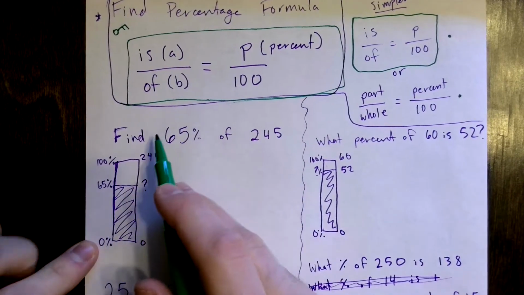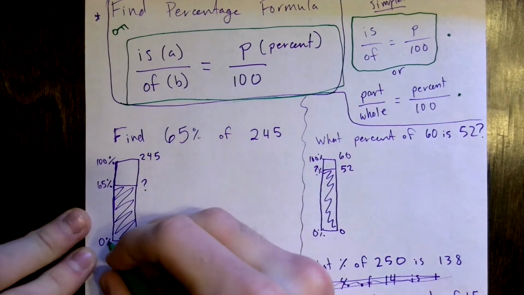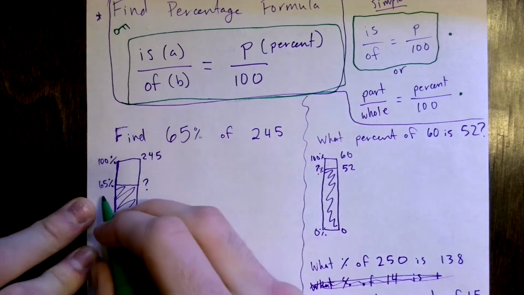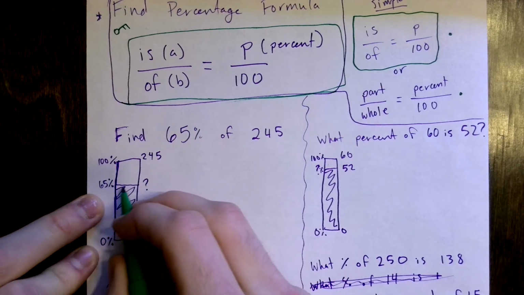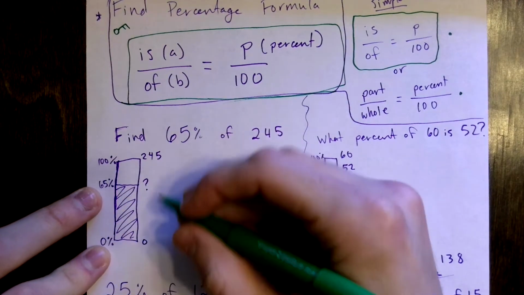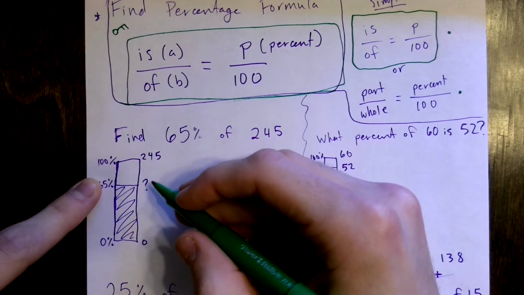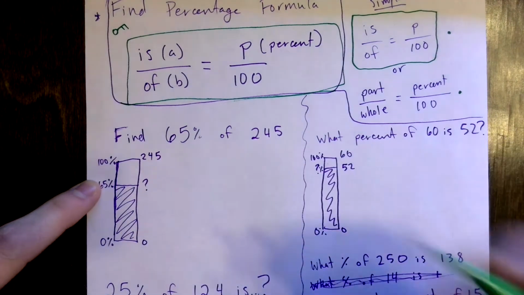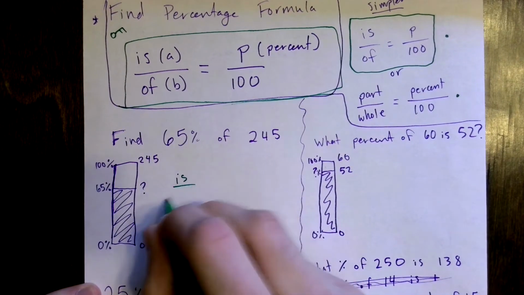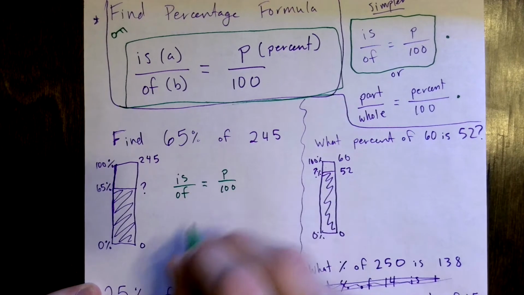Right here, they tell us find 65% of 245. So on here, I made a little chart. I have 0% right here, 100% right here. And they want us to find 65%. So I put that line right here of 245. So I have from 0 to 245. They told us what 65% of this is on a percentage-wise, but they want us to find that. And watch how we're going to do this. So I'm going to use that is over of equals percent over 100 formula.